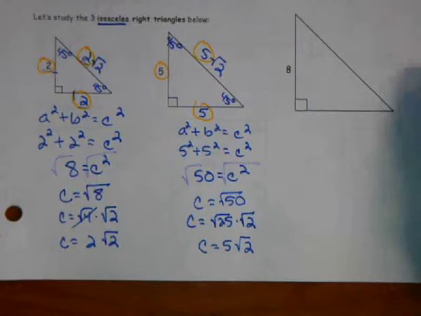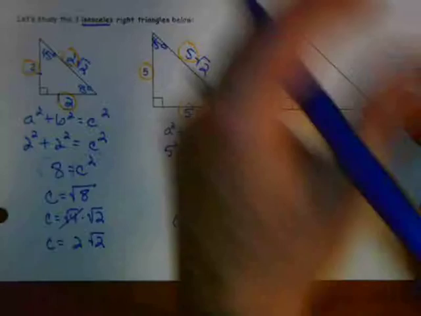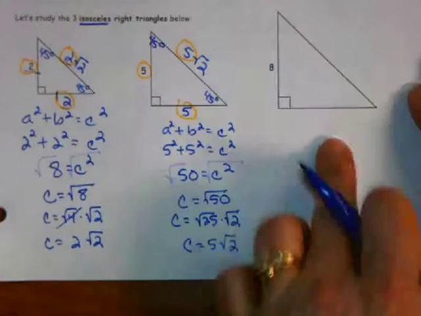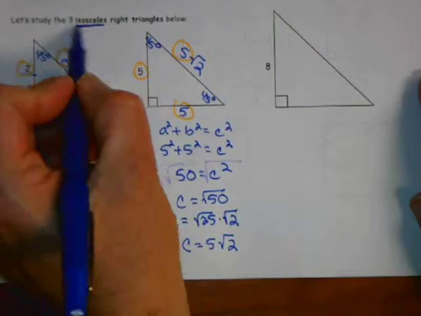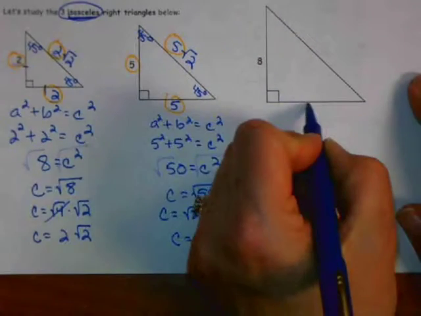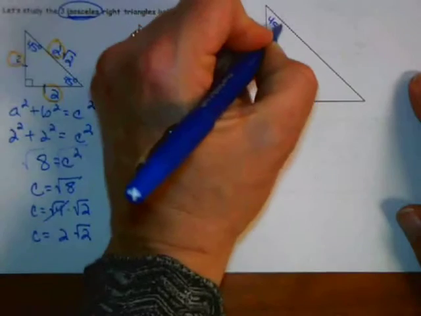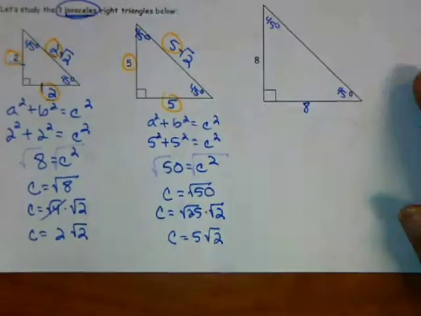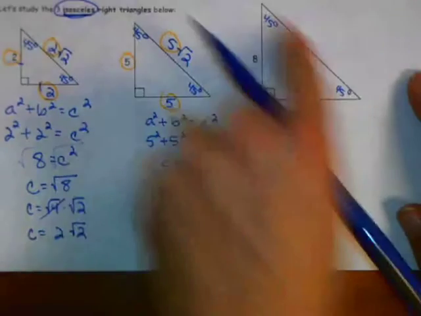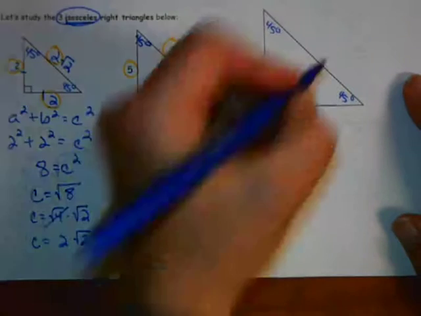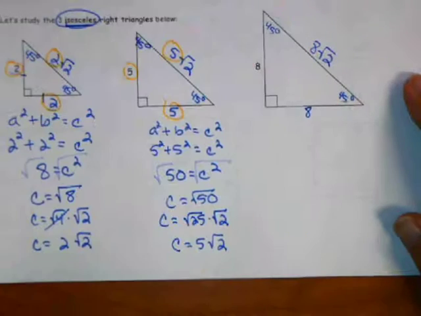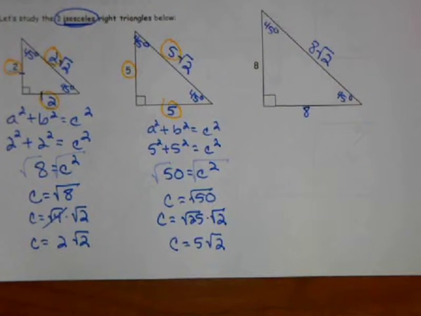That is true for all 45, 45, 90 triangles. So consequently, we don't have to do any work for this. We can get all 3 sides because we were told it was isosceles. I know that's 8. This has to be 45. This has to be 45. And this has to be what? 8 times the square root of 2. It will happen every single time. Super easy, right?